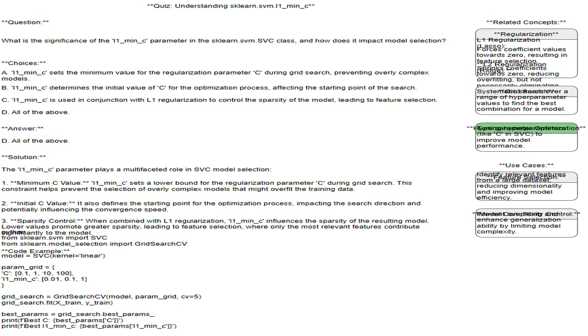By enforcing this lower bound, we prevent the selection of models with extremely high C values, which could result in overfitting. Additionally, the L1 minc value of 0.1 impacts the initial C value for optimization, potentially influencing the convergence speed of the process. Finally, the L1 regularization, coupled with the L1 minc parameter, will drive less relevant features like transaction amount or location towards zero coefficients, ultimately leading to a sparse model that highlights the most informative features for fraud detection.